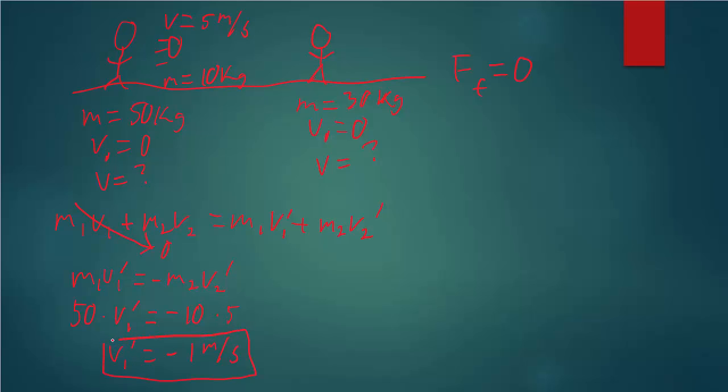So the negative tells us that the person is going backwards because we plugged in a positive for the ball's velocity, so the other direction has got to be negative.